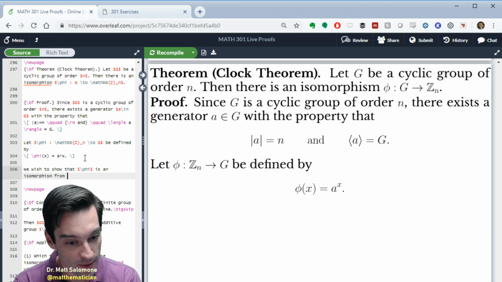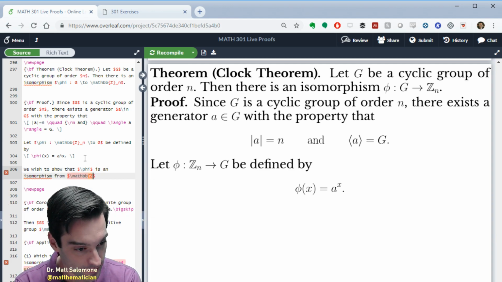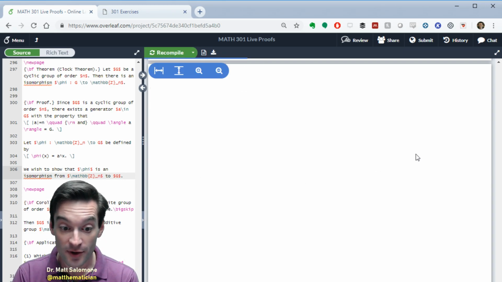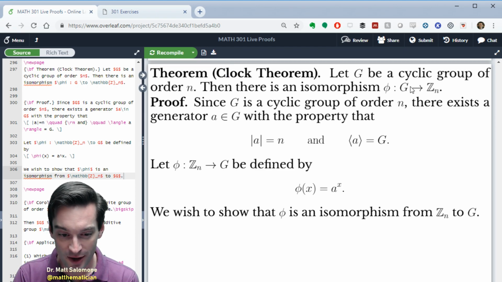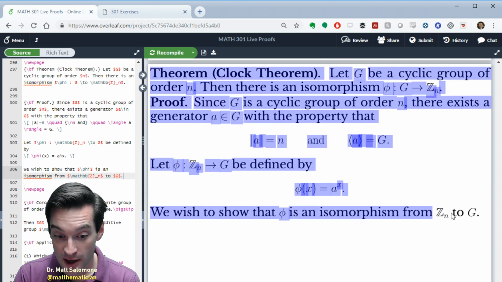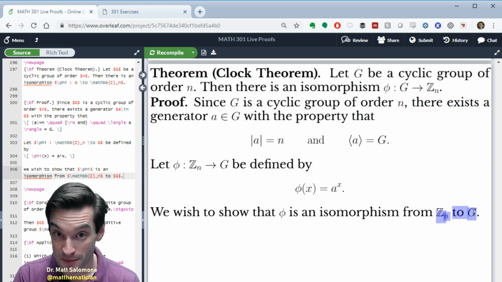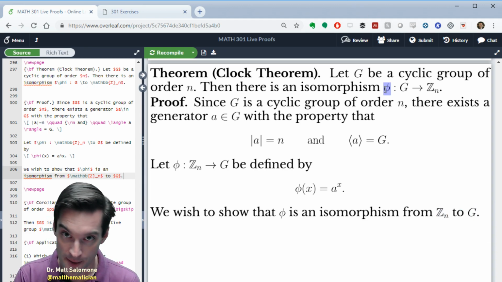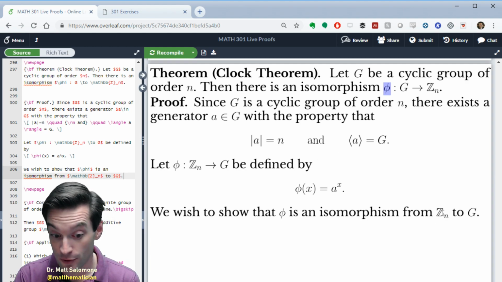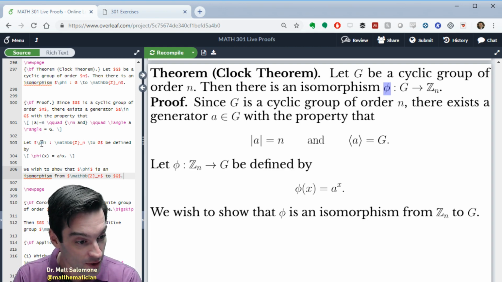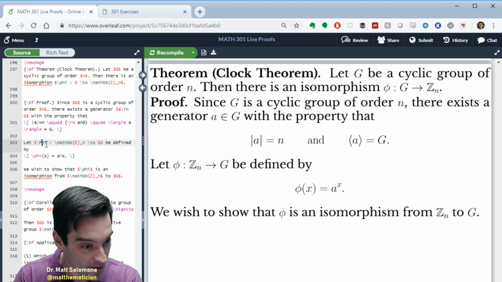And this would be an isomorphism from Zn to G, right? Notice that there's a subtle difference in what the theorem says. There's an isomorphism from G to Zn, and what we're setting ourselves up to prove is that there's an isomorphism from Zn to G. Because of that difference, I probably don't want to call this function phi, because I might confuse the reader between the phi that I'm choosing that goes from Zn to G and the phi that's stated in the theorem that goes from G to Zn. So let me call this phi something else. Maybe I'll make it a capital letter Phi, just to avoid the confusion.